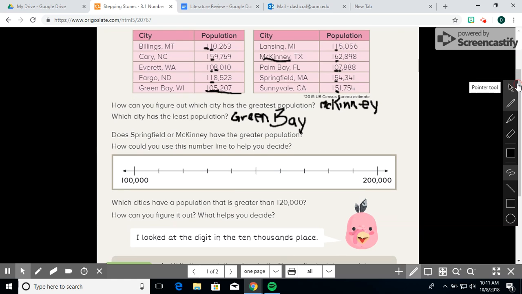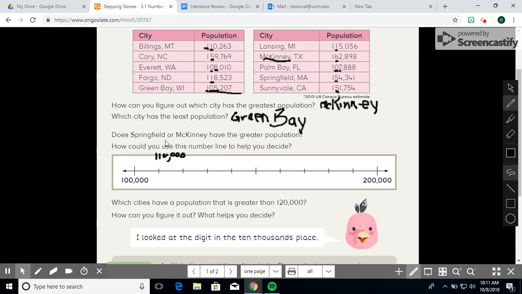Another strategy we can use is to create a number line. So we have 100,000 here and 200,000 here, which means that every one of these tick marks has to be worth 10,000. So this one would be 110,000. This would be 120,000, 130, 140, 150, and so on to 200,000.